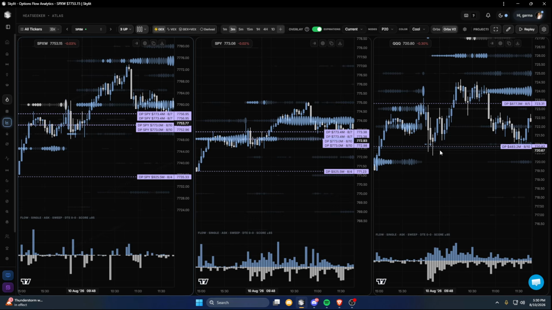Now I took a re-entry just because the trade reconfirmed itself off of these king nodes as a strong floor, and we swept out this low right here on QQQ at 720.63.